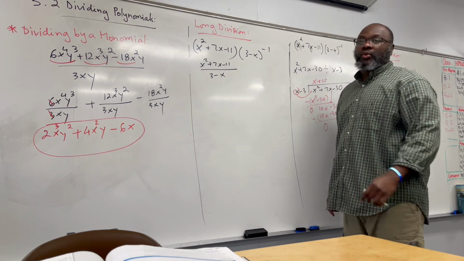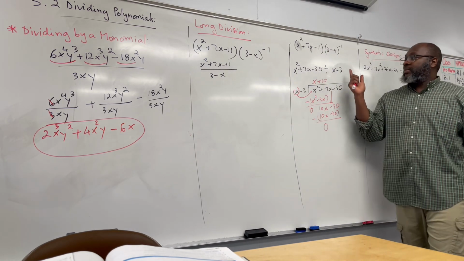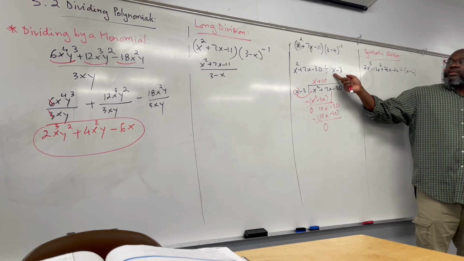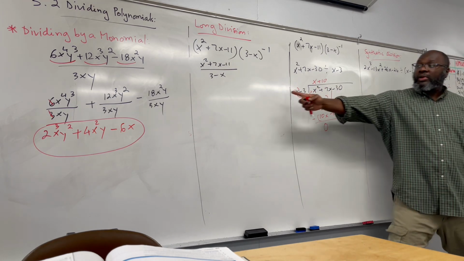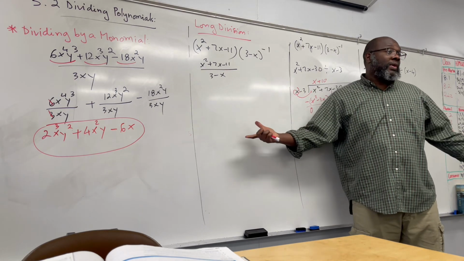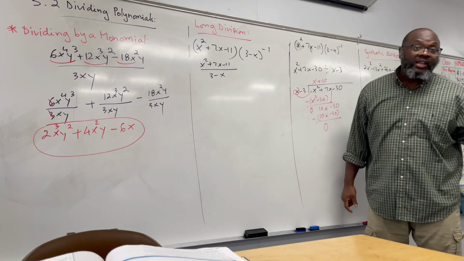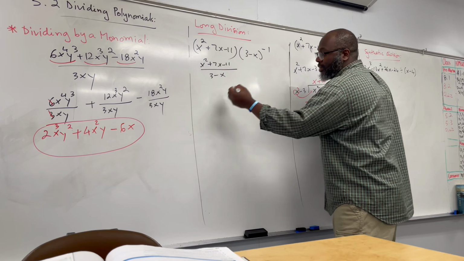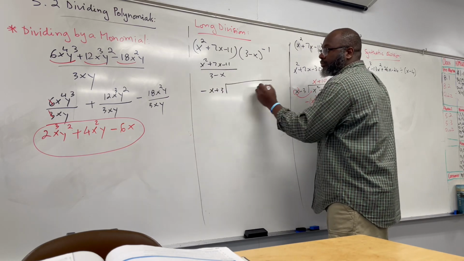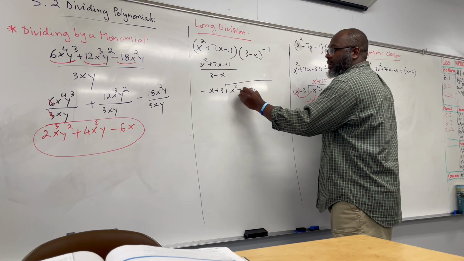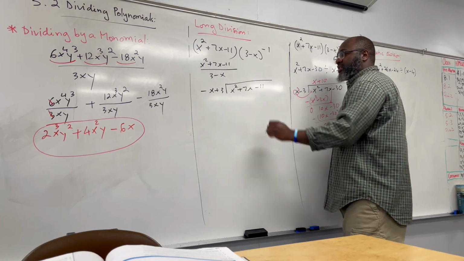But here's what we're going to do here. If you look at the last example that I did, what's always the leading coefficient? The number x, right? Here we have 3 minus x, so we have to rewrite it the correct way, right? Negative x plus 3. So this is going to be negative x plus 3, divided by x squared plus 7x minus 11, right?